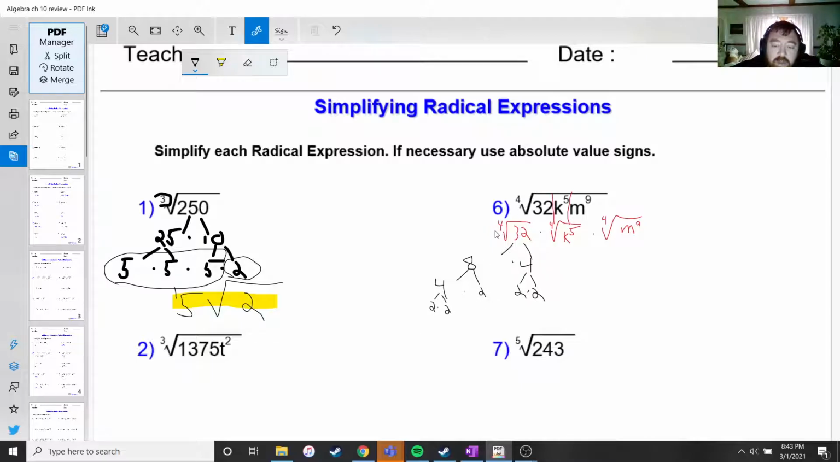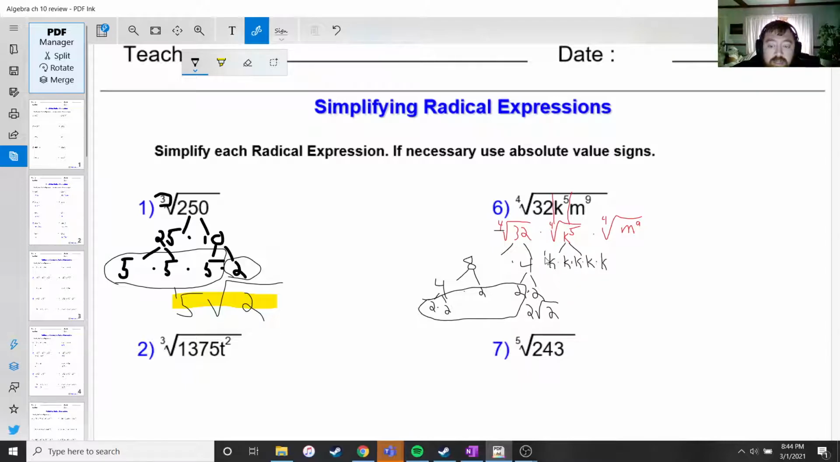Now, I was looking for the quad root, so I'm going to circle groups of 4 of the exact same number. So we've got 4 2's. That means that the quad root of 32 can be simplified to 2 radical 2. Now k to the 5th. The prime factors of k to the 5th are just going to be k times k times k times k times k, right? Because k to the 5th really means that we're just multiplying k together 5 times.